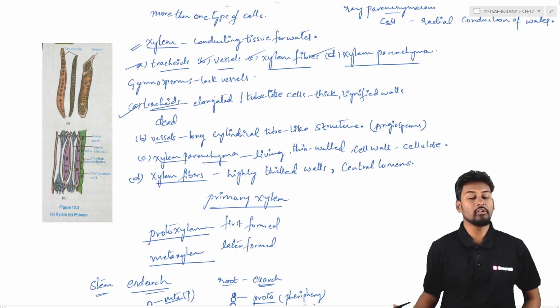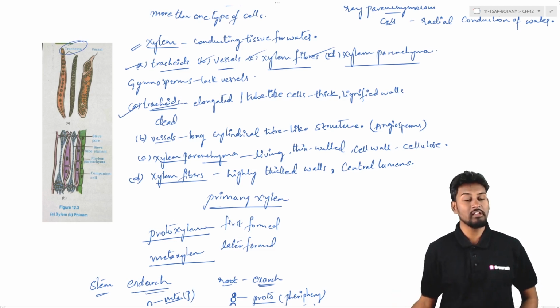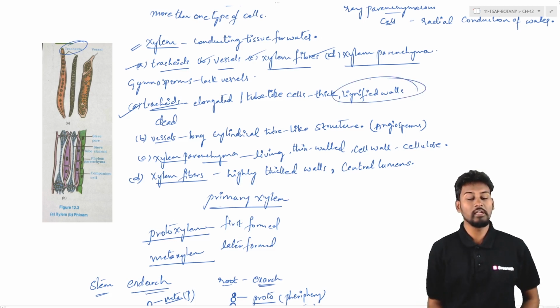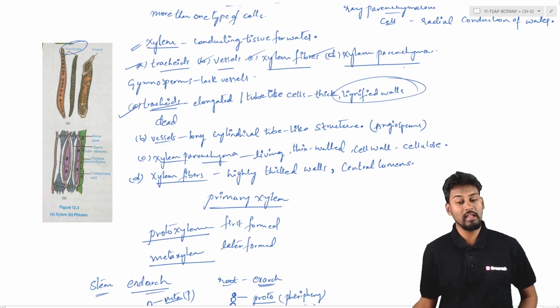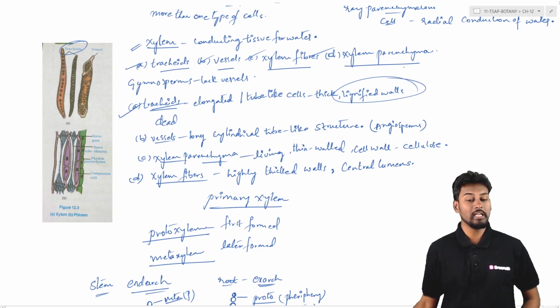Tracheids, as we see in the diagram, are elongated cells having different variations in the thickness of the cell wall, and they mostly consist of lignified walls. That is, the cell walls consist of lignin, and they are dead because there is no protoplasm present in these tracheids.